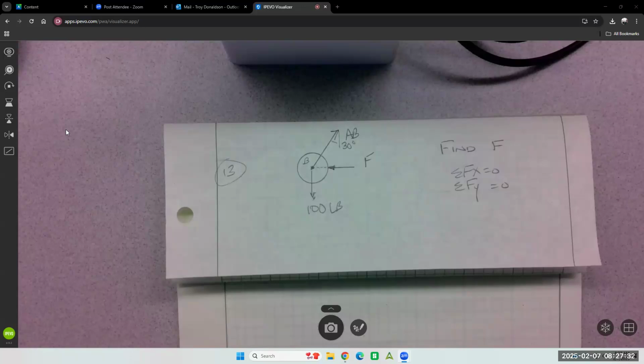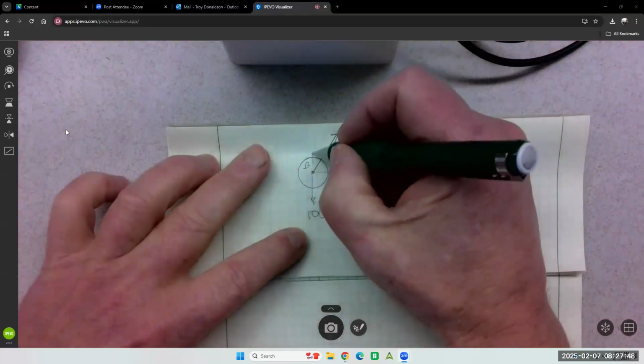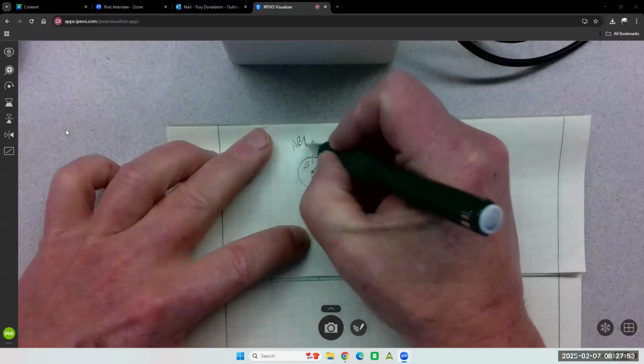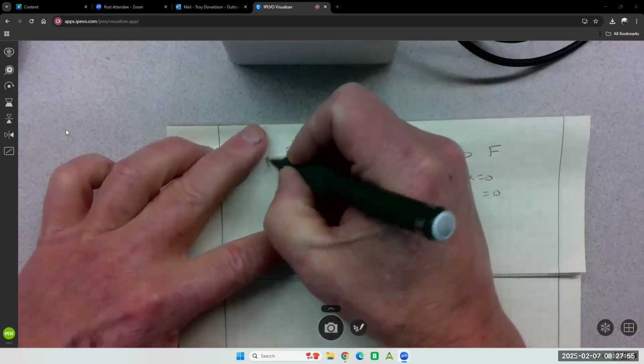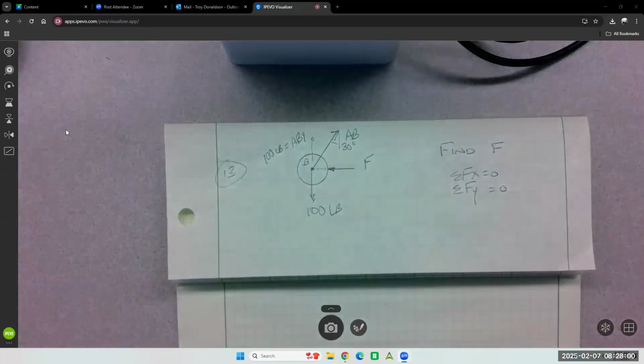Looking at the Y forces, how many are there? Two. And they have to be equal and opposite. So that means this component of AB, the Y component, equals 100 pounds. Hopefully you see that. That's what we need to recognize.